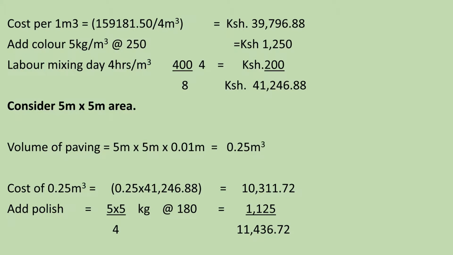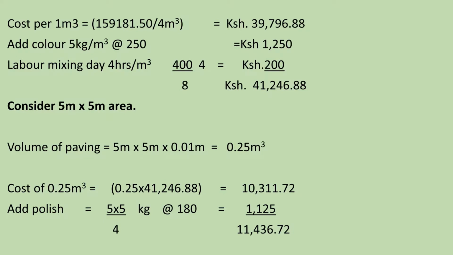Now we want to find what about for 5 times 5 meter cubic. So 25 meter cubic, how about it? If 1 meter cubic is a quarter kg, what about 25? So it will be 25 divided by 4. Then we multiply by 180 because it's the cost per kg. We get 1,125. So the total cost of the material plus polish shall be 11,436.72.